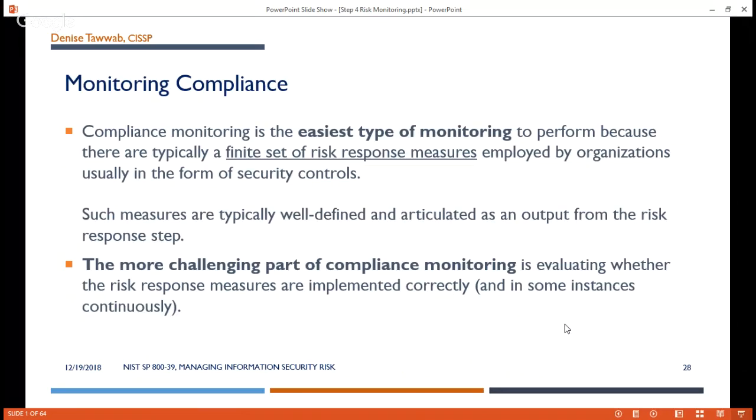Compliance monitoring is the easiest type of monitoring to perform because there's typically a finite set of risk response measures employed by organizations, and they're usually in the form of security controls. Such measures are typically well defined and articulated as an output from the risk response step. So we know what our regulatory response requirements are. The more challenging part of compliance monitoring is evaluating whether the risk response measures are implemented correctly, and in some instances, continuously.